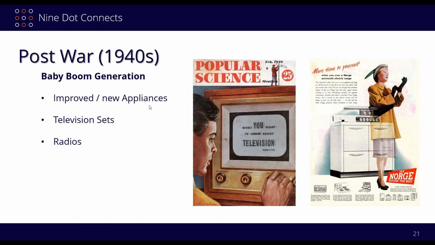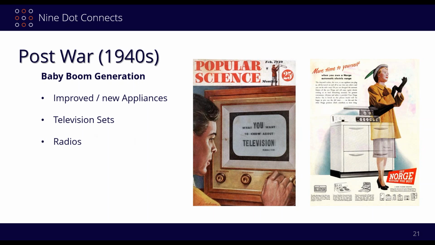It's improved in new appliances. So there are appliances already out there, like the vacuum cleaner and the washing machine, but they're now getting improved. You're also seeing television sets and even, for a period of time, radios. Now radios had been around since the 1920s, and of course they were certainly around in the 1930s, but just keep in mind that during the Depression, a lot of people simply couldn't afford them. In fact, most people couldn't even afford the food on their plate. So the radios were there, but they were really more purchased in the 1940s. And then, of course, the television set really took off in the late 40s into the 1950s.